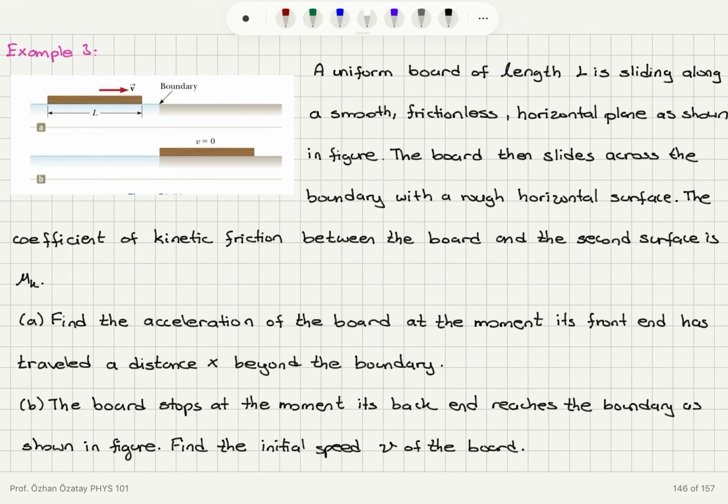Okay, now let's move on to the last example for this video. A uniform board of length L is sliding along a smooth, frictionless horizontal plane as shown in the figure. The board then slides across the boundary with a rough horizontal surface. This is where it starts. The coefficient of kinetic friction between the board and the second surface is mu k. Find the acceleration of the board at the moment its front end has traveled a distance x beyond the boundary.